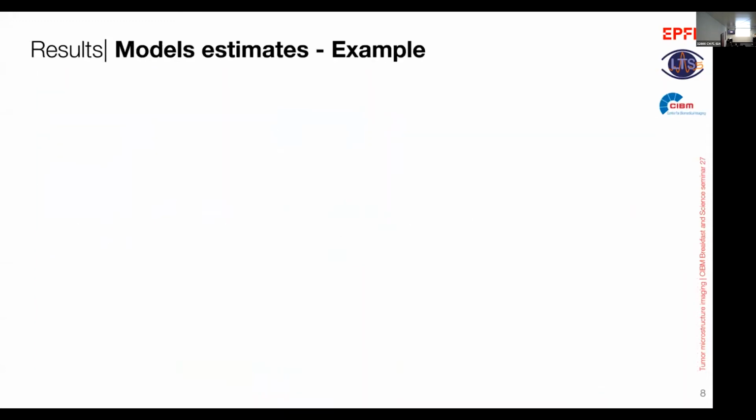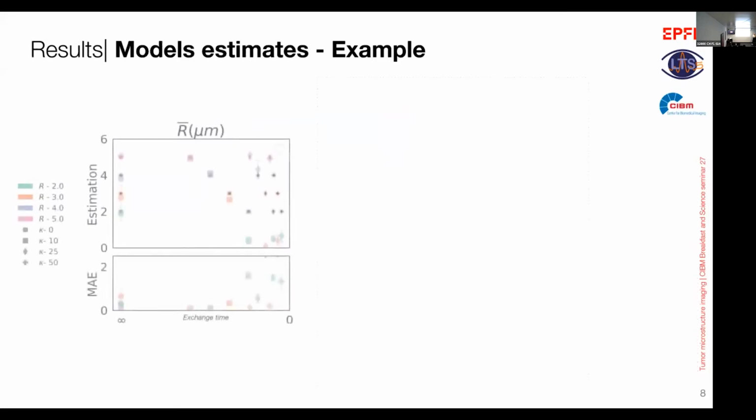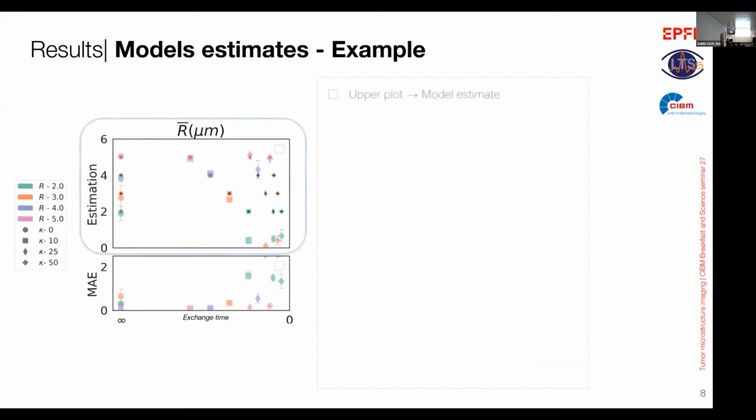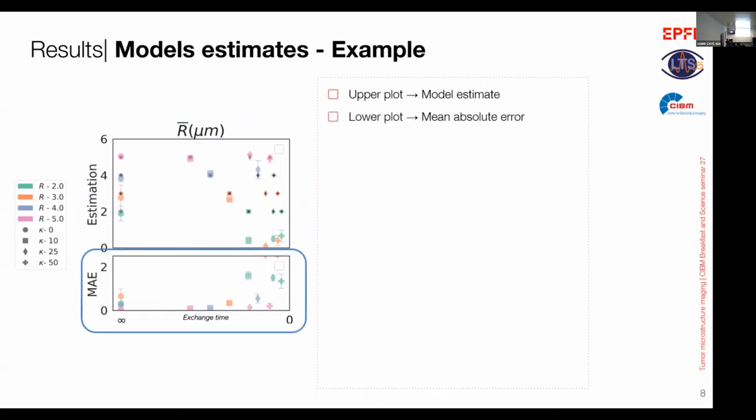Now we are moving to the results, so to the parameter estimates. Before I show you the full results, I will explain a figure because they might be a bit complicated at the beginning. So for each model estimate, so for each parameter, I will show you this type of figure. The first plot on the top is really the output of the model, so it's the model estimates. On the lower plot, you have the mean absolute error, so really the error between the estimate and the ground truth value of the substrates.